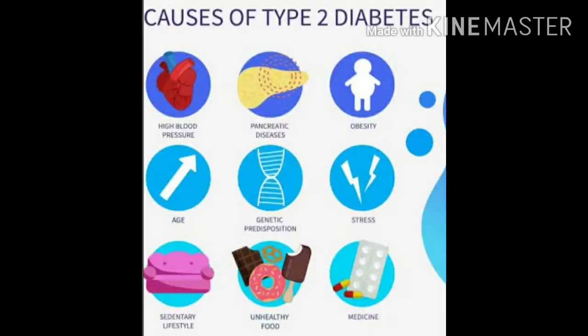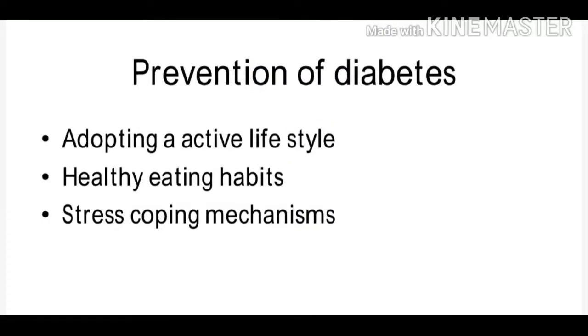Unhealthy food, highly fatty food rich in salt, sugar and fat is one of the factors, and some medicines also have diabetes as a side effect. Diabetes could be prevented by adopting an active lifestyle, healthy eating habits and having stress coping mechanisms.